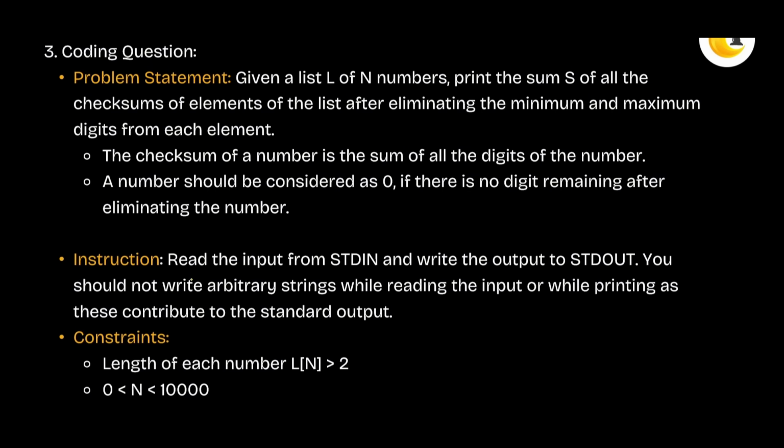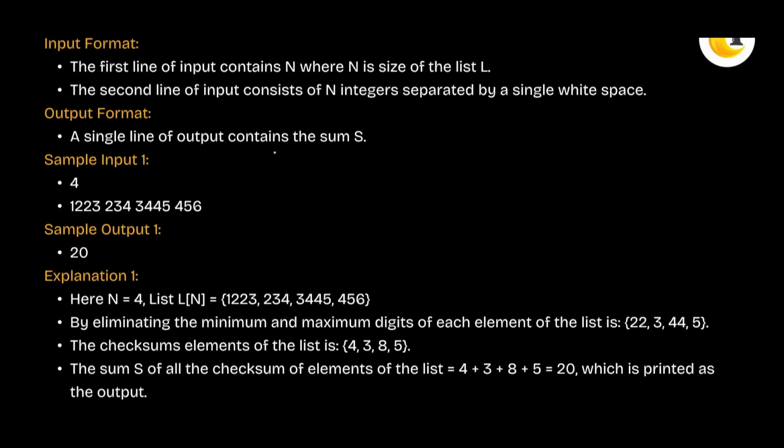Here it says that you are given a list L of n numbers. Print the sum S of all the checksums of elements after eliminating the minimum and maximum digit from each element. Okay, now what is a checksum? A checksum is the sum of all digits of the number. A number should be considered as 0 if there are no digits after eliminating the digits. So we'll look into this.